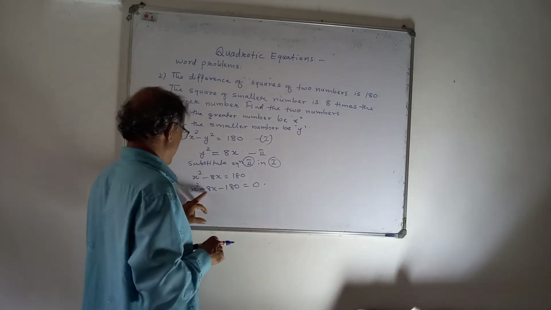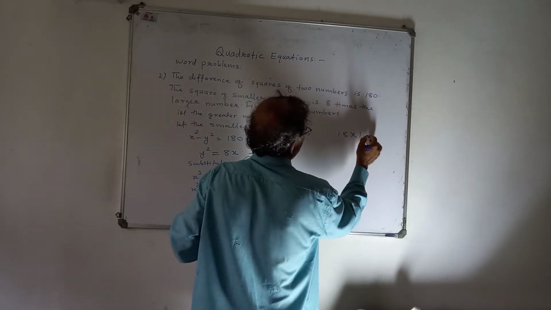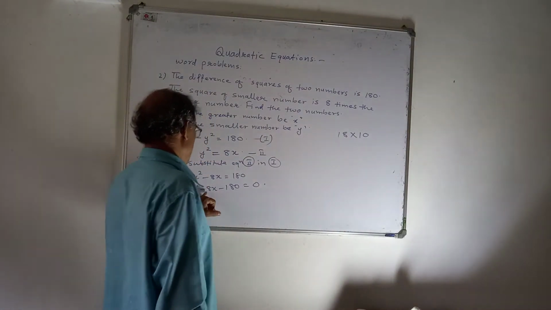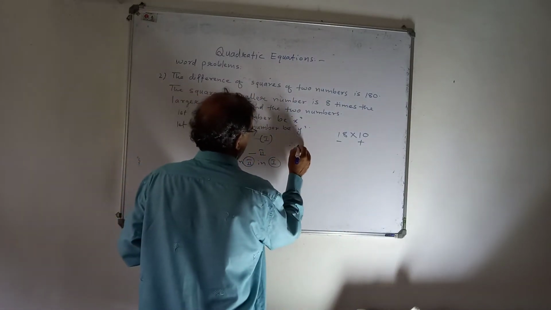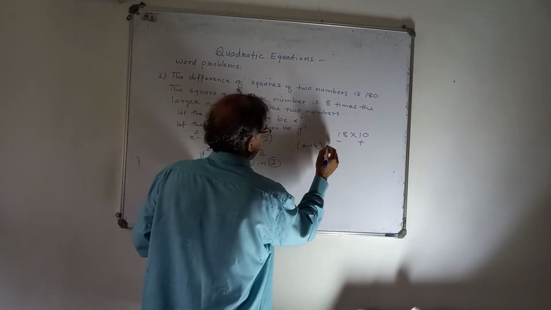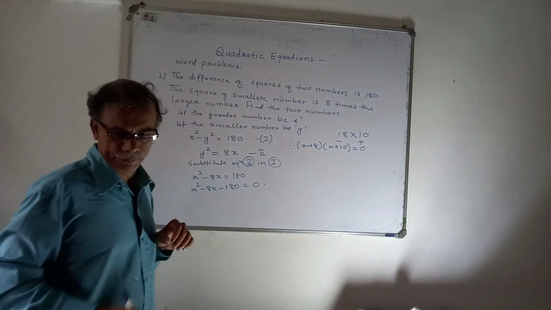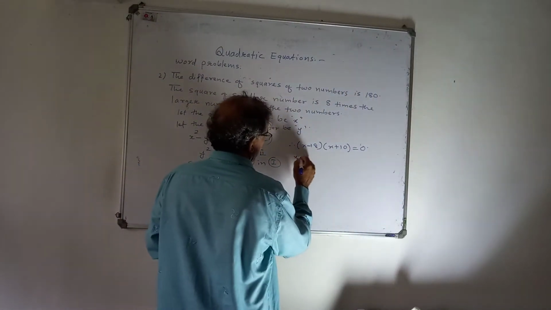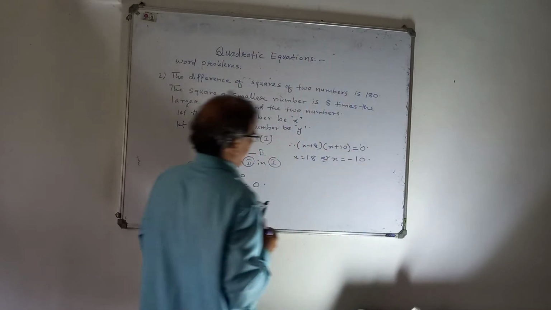Multiplication minus 180, addition minus 8. So I think 18 into 10. Isn't it? 180. And now addition minus 8. So this will be minus 18 and this will be positive 10. So therefore, now we can write directly here: x minus 18 into x plus 10 is equal to 0. So x is equal to 18 or x is equal to minus 10.